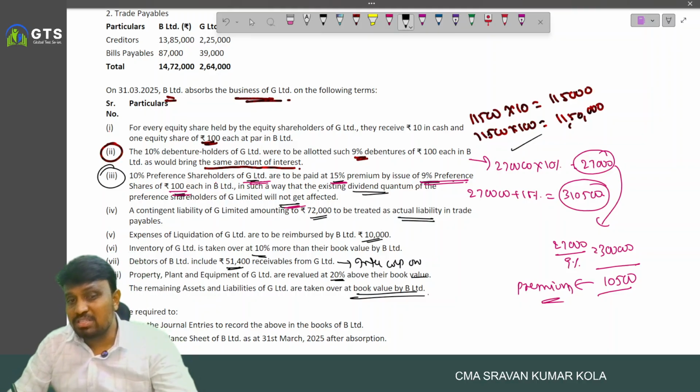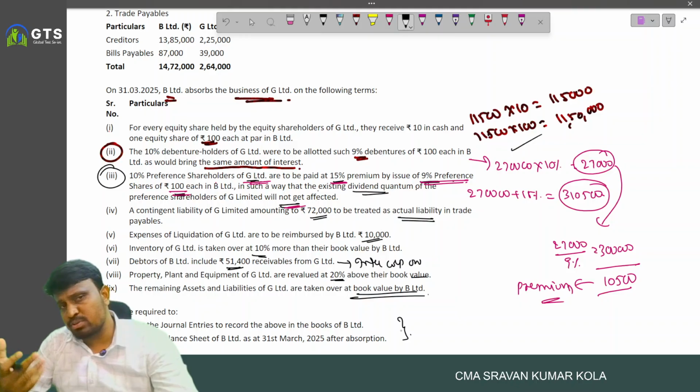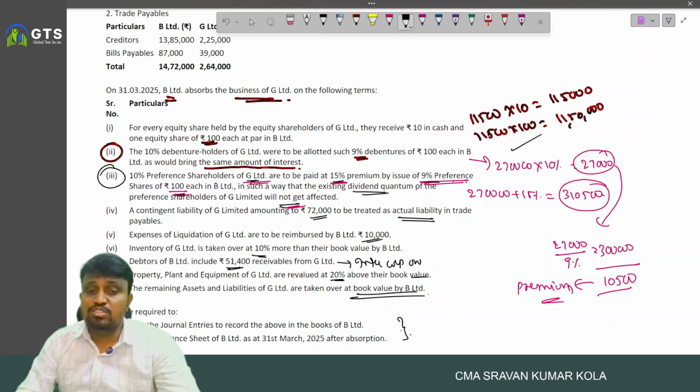And what is the nature? The nature is not specified. We have to consider it as amalgamation in the nature of purchase. Already revaluation was provided, so it is a purchase only. So in case of purchase, what are the entries to be recorded and what is the balance sheet? And journal entries to be recorded in the books of B Limited. B Limited means what?